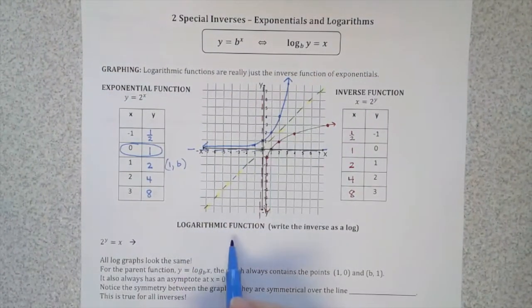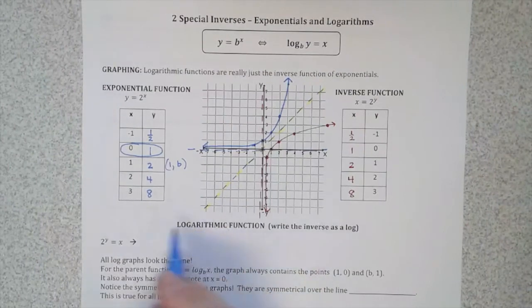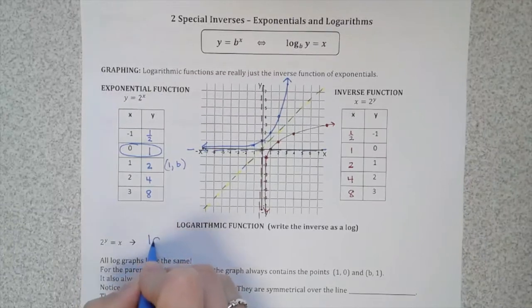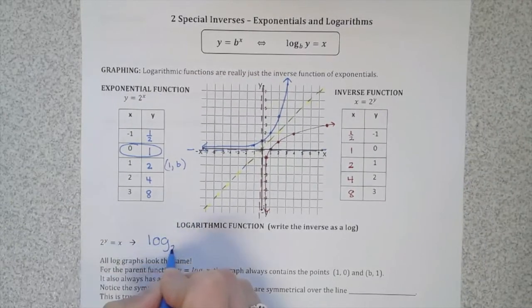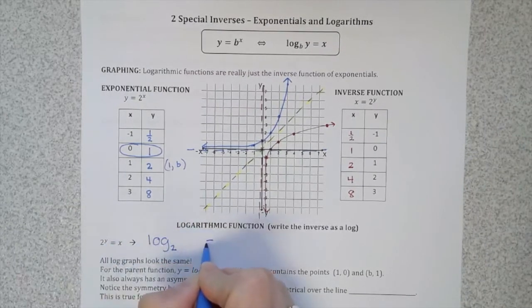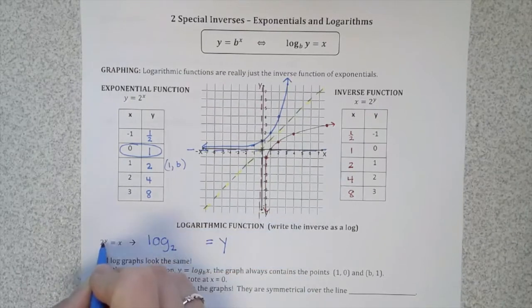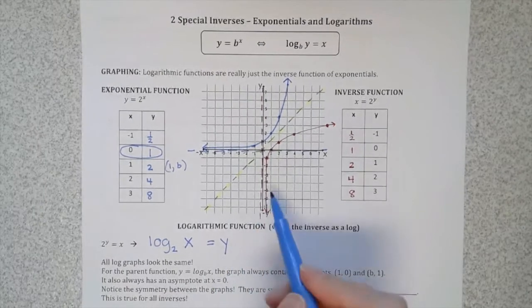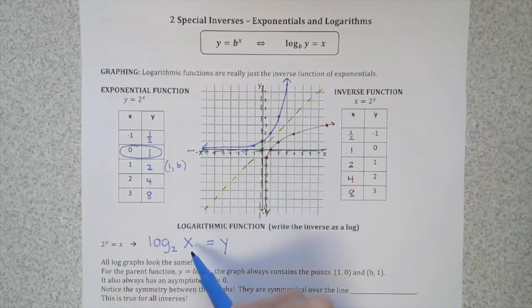So again, a logarithm is the inverse of an exponential. So let's take what we graphed and rewrite it as a log. This would be log, the base is 2, log is equal to the exponent, so that equals y, and then whatever's left is the inside. So what I graphed in red here is log base 2 of x.